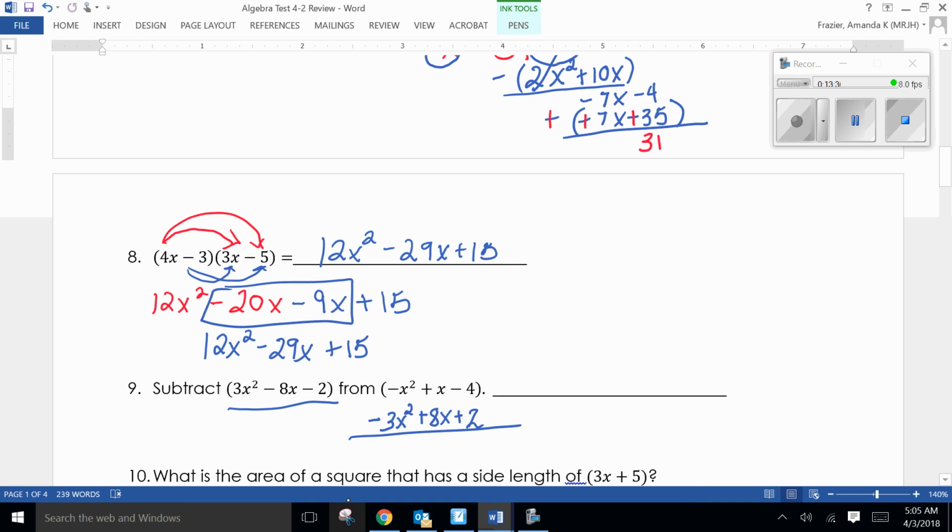So negative x squared and negative 3x squared make negative 4x squared. 8x and x make 9x, and negative 4 and 2 make negative 2. So negative 4x squared plus 9x minus 2.